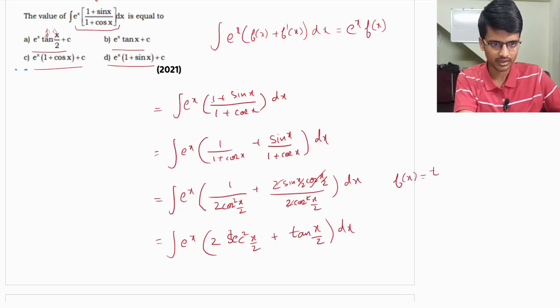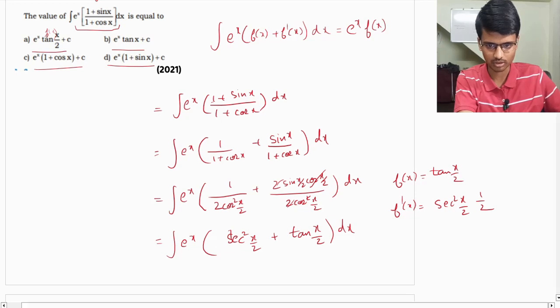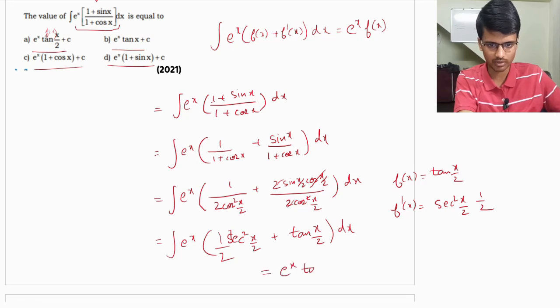See, tan x by 2, f dash of x. What is f dash of x? Differentiation of tan x by 2 is sec square x by 2. Differentiation of x by 2 is 1 by 2. So see, I have got the same thing. So this comes in the denominator. Okay, so we have got that form. So I can directly write it as e power x tan x by 2. So the correct answer is option A. So this is how you solve these kind of questions.